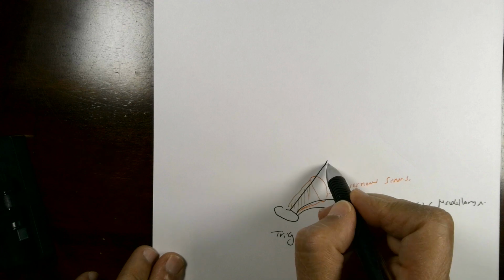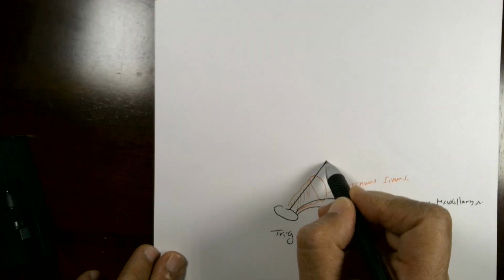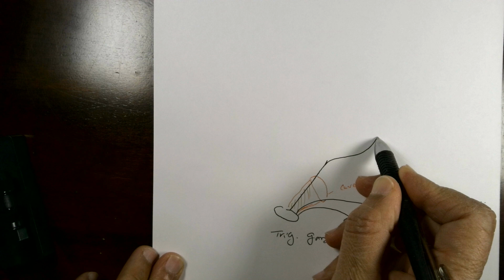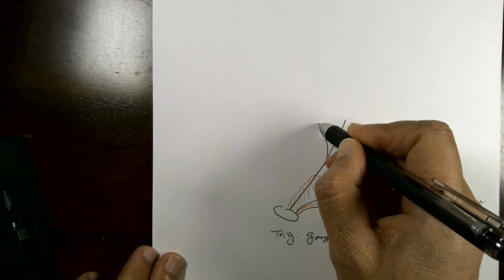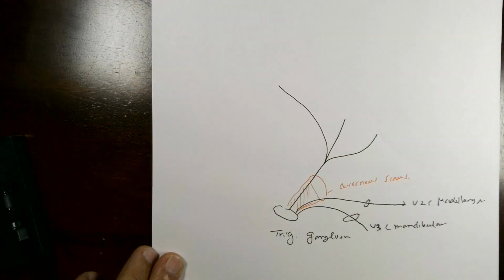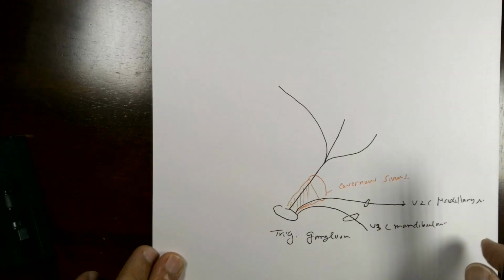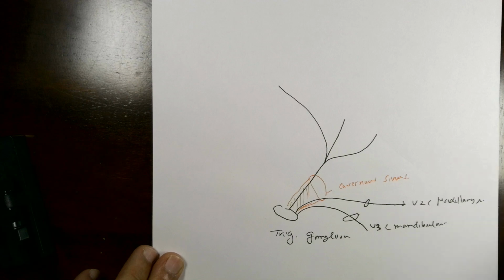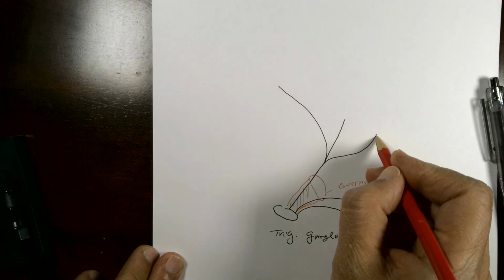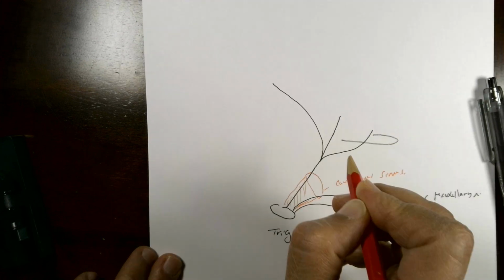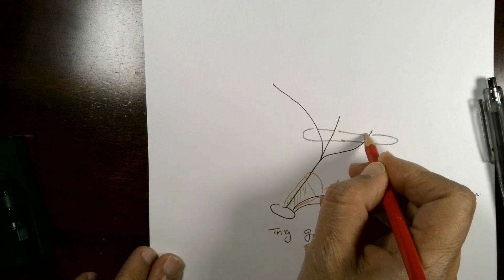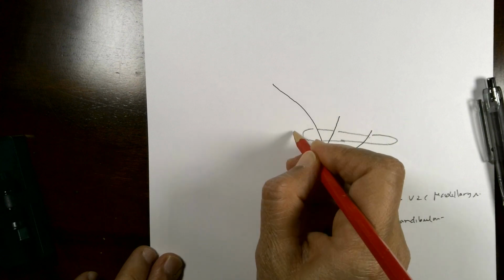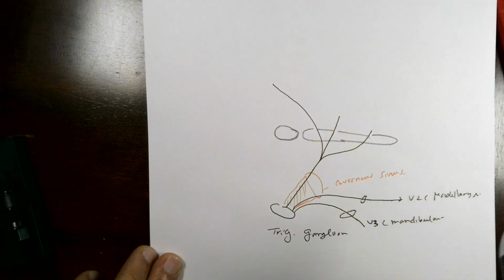Then the ophthalmic nerve divides into three terminal branches, one lateral, one middle, and one going medially. The three of them enter the orbit through the superior orbital fissure. So here is the superior orbital fissure, and medial to the superior orbital fissure there is the optic canal.